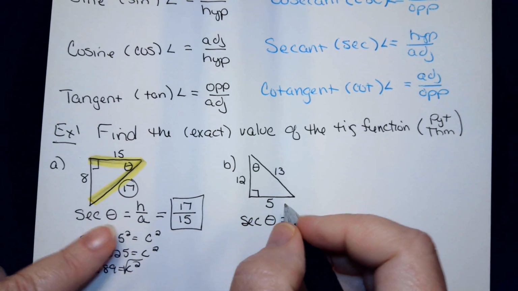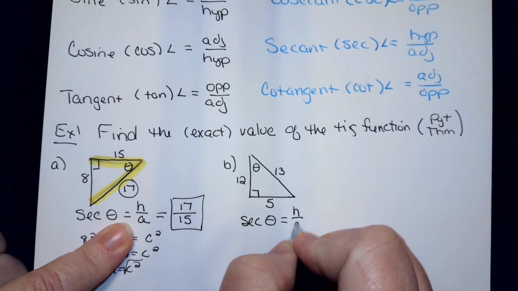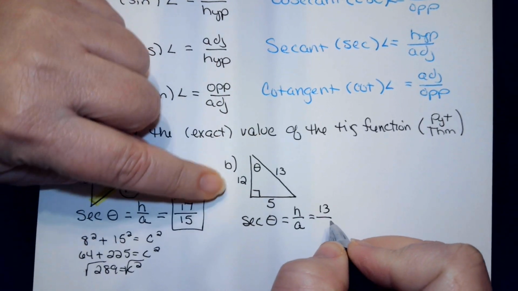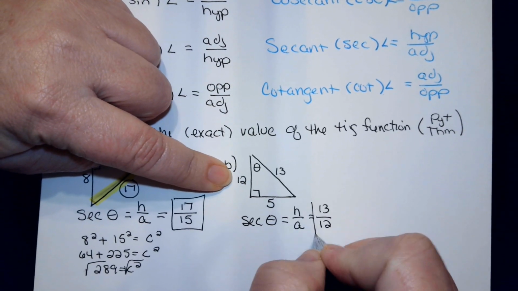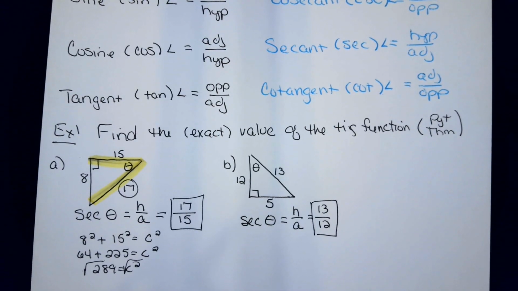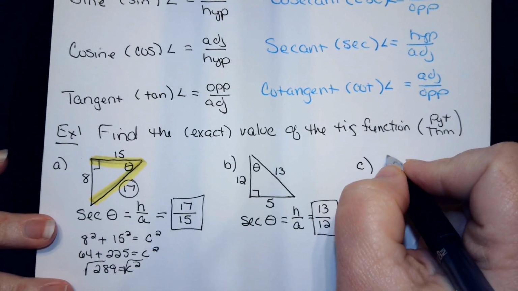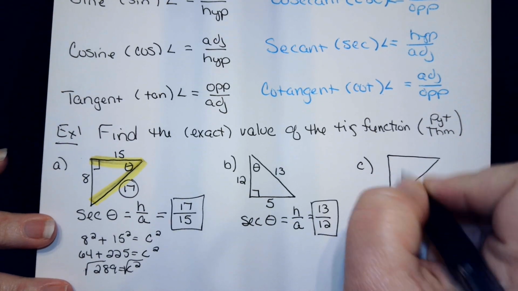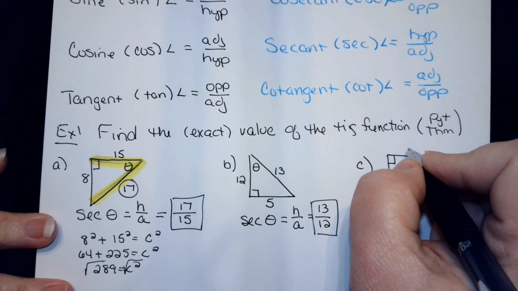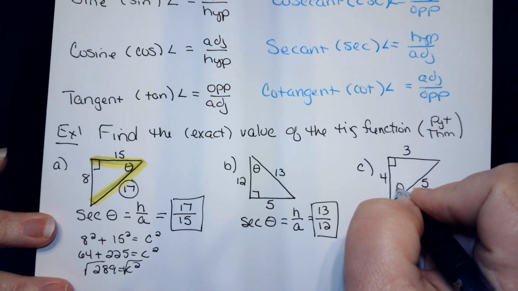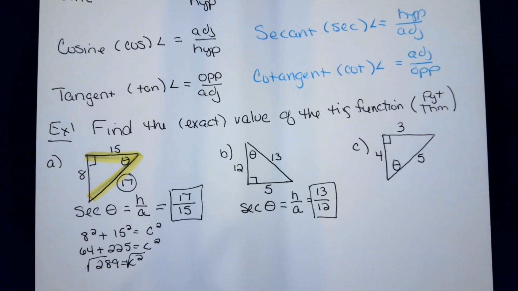Alright, the secant we know is equal to the hypotenuse over the adjacent. So here our hypotenuse is 13. Our adjacent is 12, so we get 13 over 12. And there we go. So when they are asking for the exact value, you don't change it to a decimal, you leave it as a fraction.